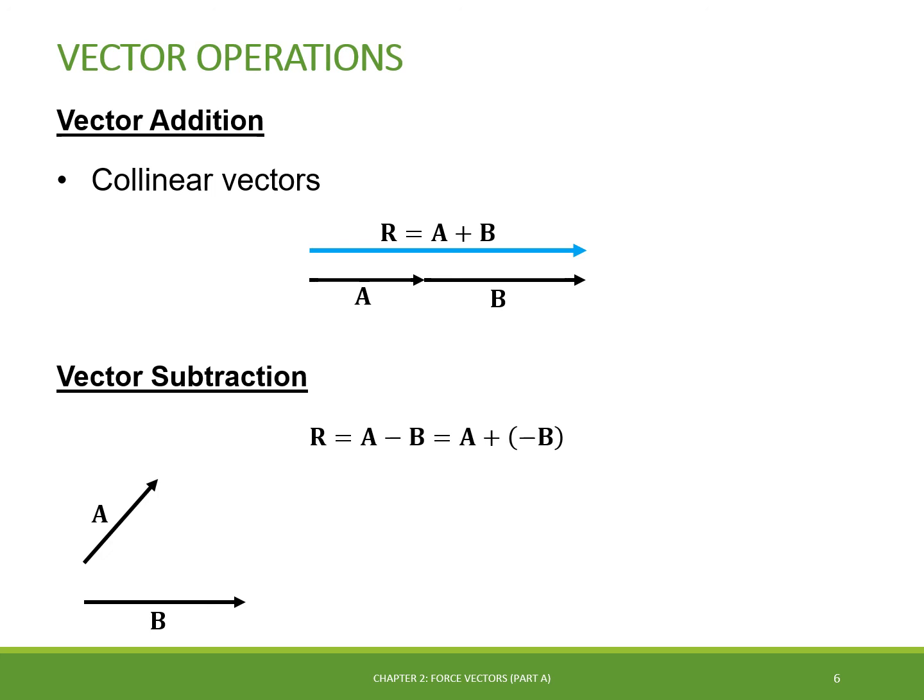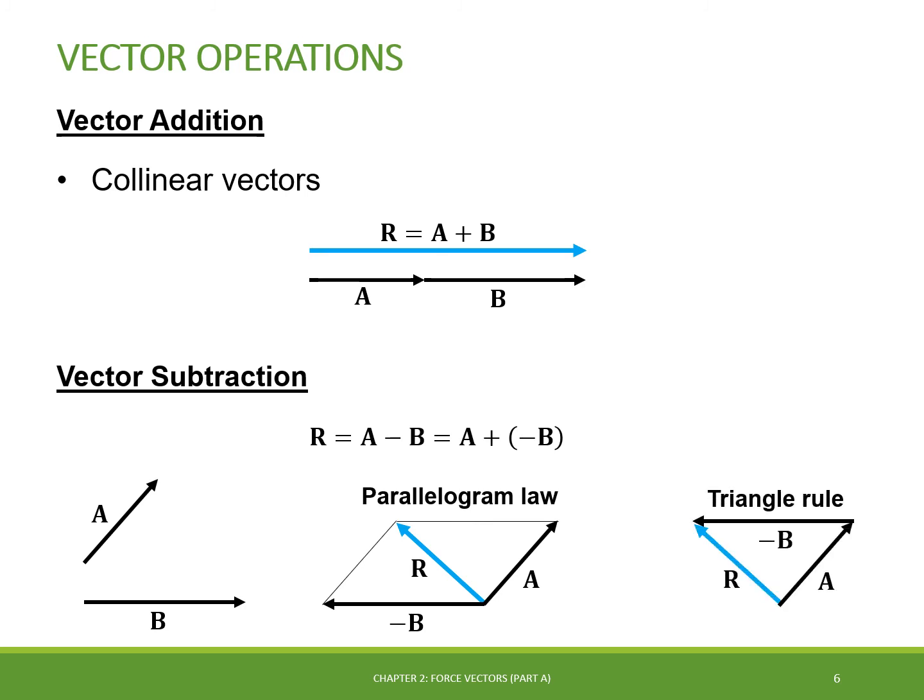Graphically, we can show this subtraction by applying the parallelogram law for vectors A and minus B, and the triangle rule for vectors A and minus B. In both cases, the result will be the same. If we want to subtract vector A from vector B, then we just do the other way around, by taking the inverted vector A and summing to the vector B.